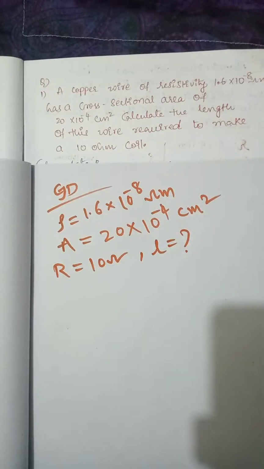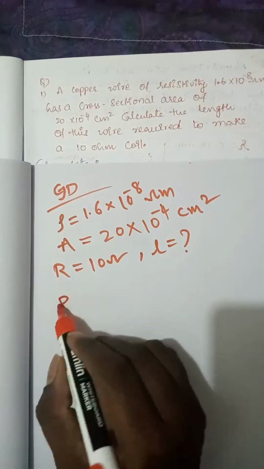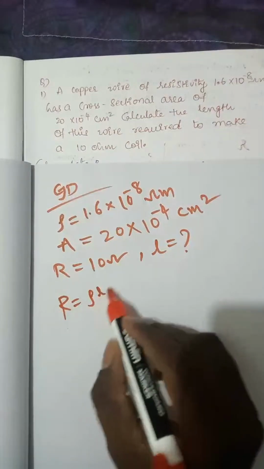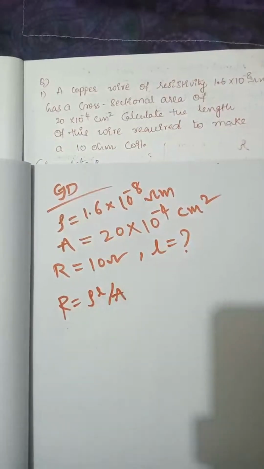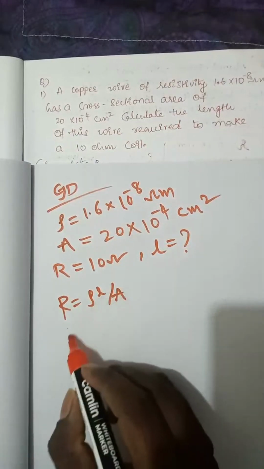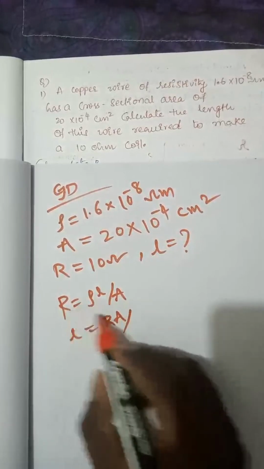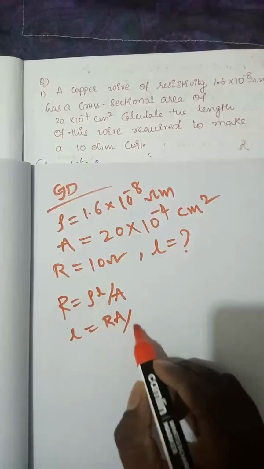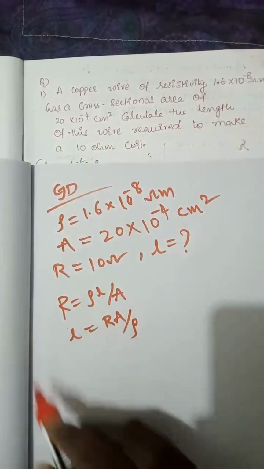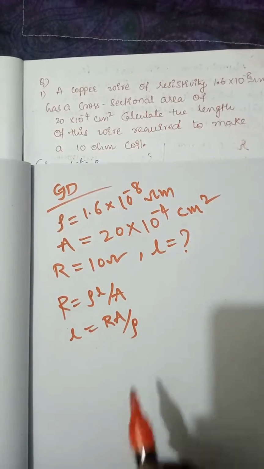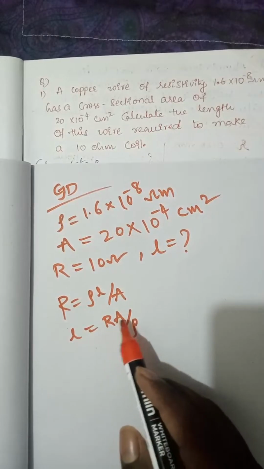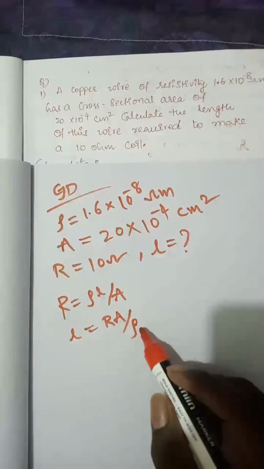We know the formula. So what is the formula? R equal to rho into L by A. So this is the formula. From this, L equal to RA by rho, cross multiplying. So here all the data we know, right? We know resistance, we know area of the cross section, we know resistivity.